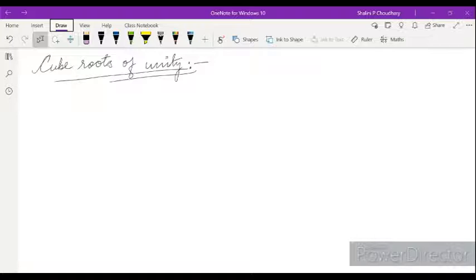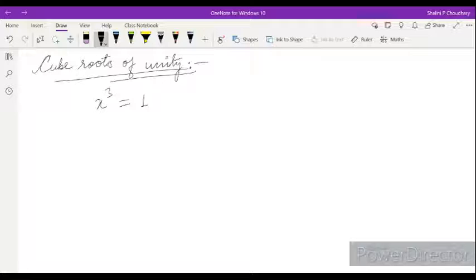Today we'll do the next topic, that is cube root of unity. So what is unity basically? Unity means 1. Number 1 is often called unity. And we have to find out the cube root of unity. It means if x cube is equal to 1, then what will be the value of x? That we have to find out.